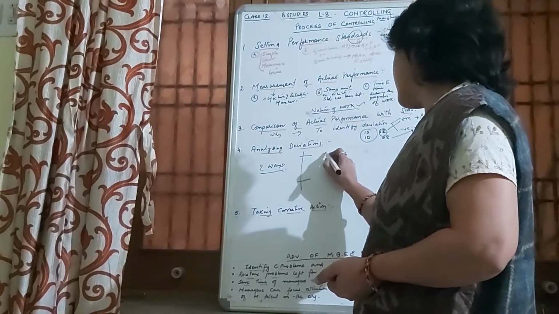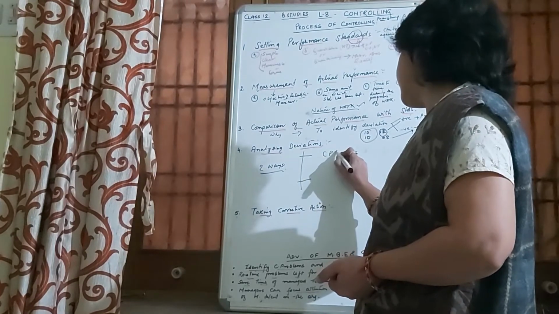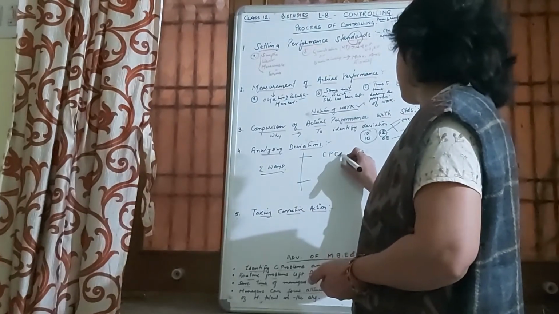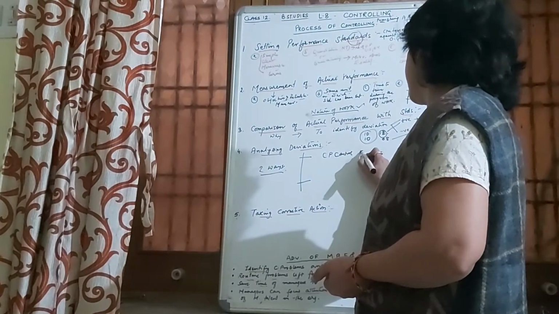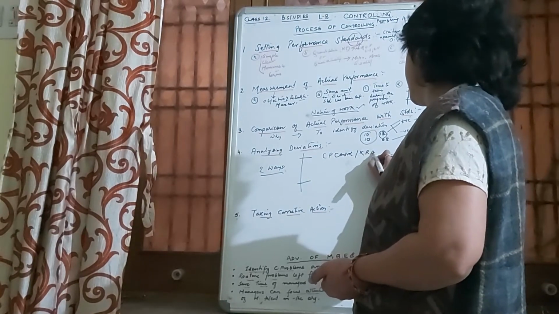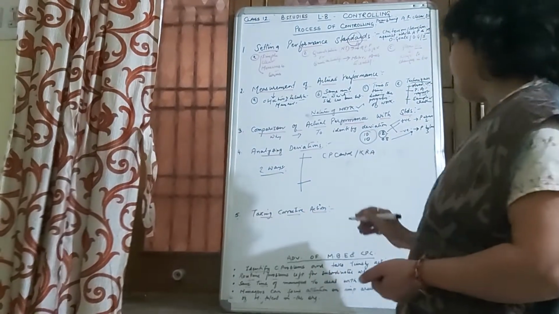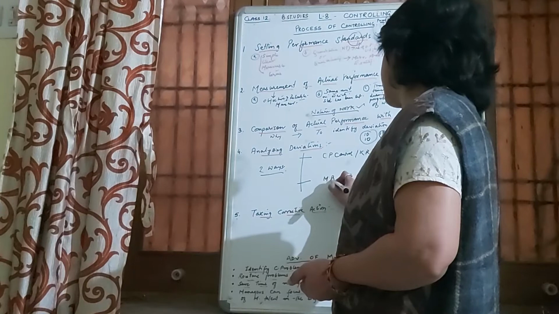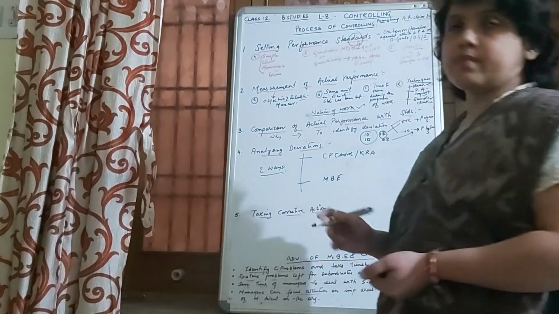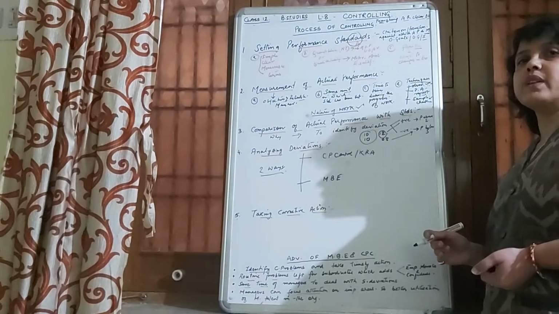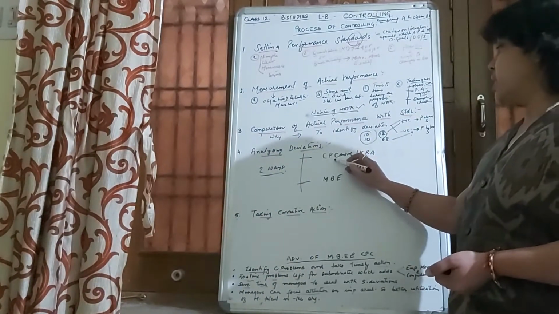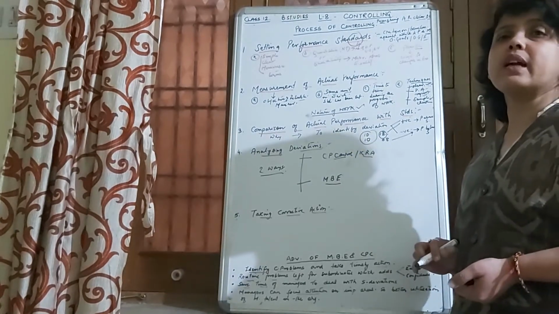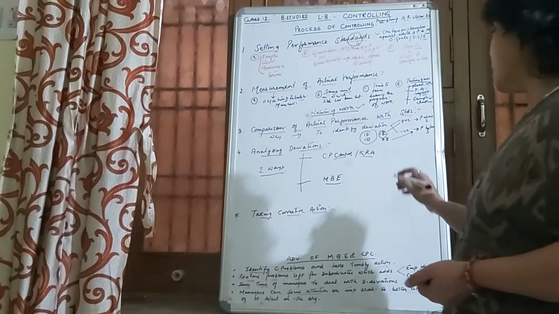First thing is critical point control, or it is also called key result areas. And second is MBE, I am writing the short form, that is management by exception. Analysis of deviation is done of two things: critical point control first, and second is management by exception. Now, critical point control.